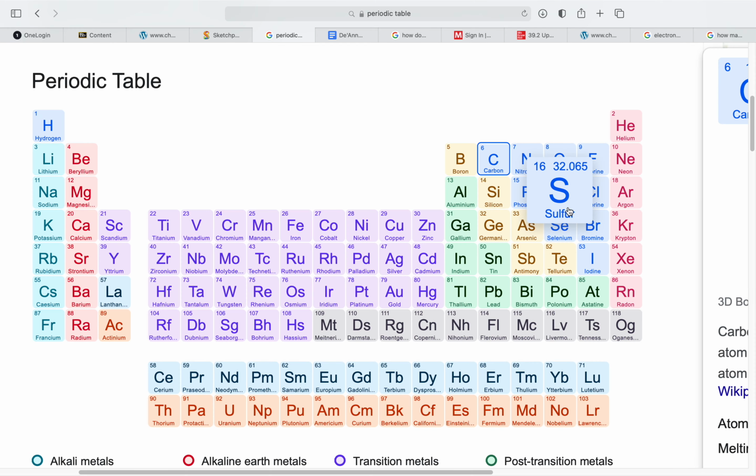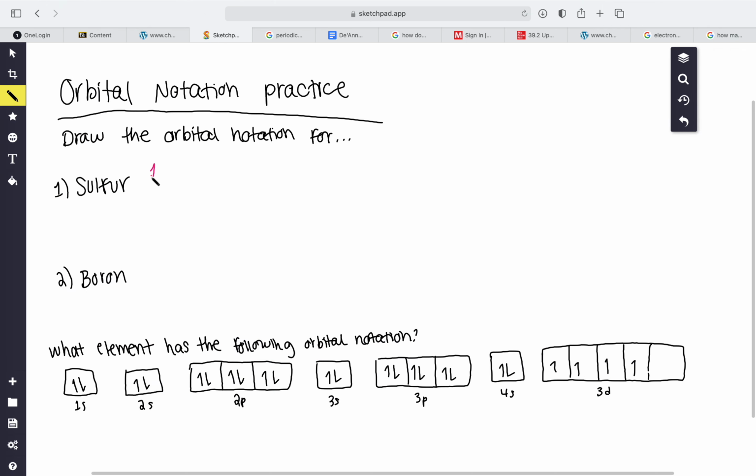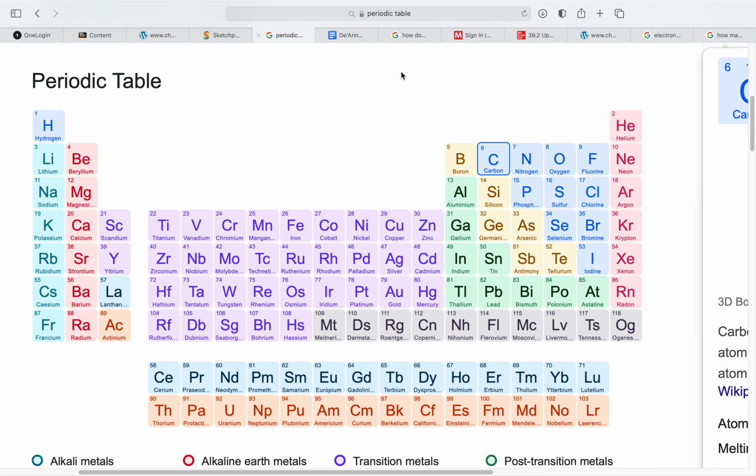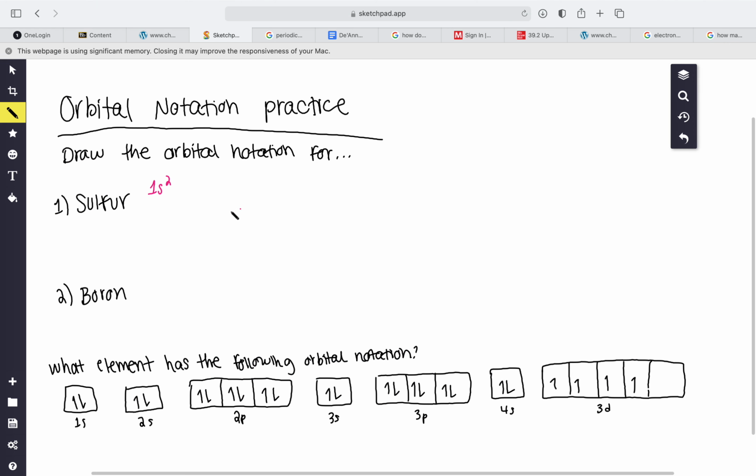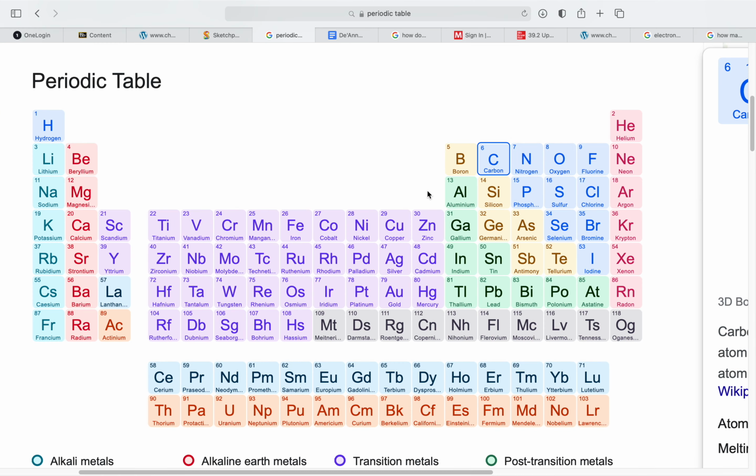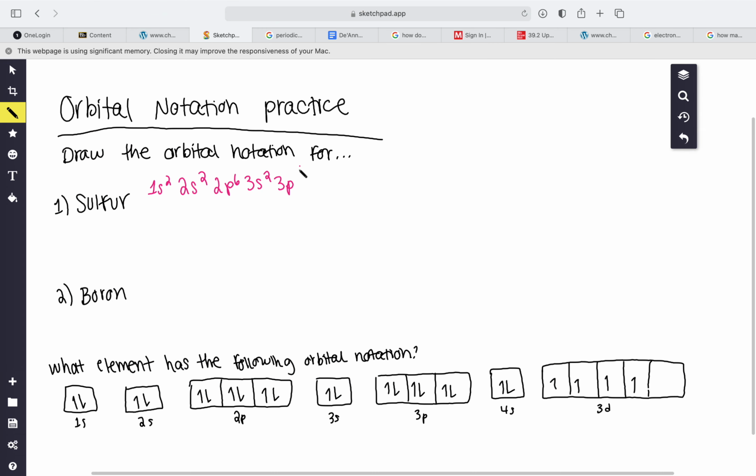So for sulfur, we have an electron configuration of 1s2. Let me relook. So we're in the 1, 2, 3, third sublevel, so we're going to go up to the third P. So 2s2, 2p6, 3s2, and then we're going to stop at 3p because we're going to count how many electrons we have. We have 1, 2, 3, 4 electrons.